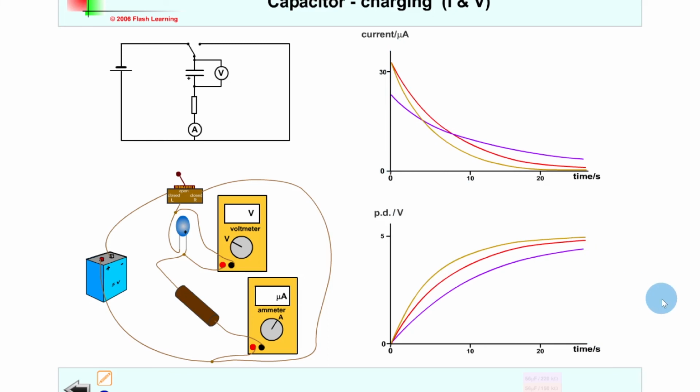So to summarise all the results, the gold or orangey curves here are the first set of curves that we saw, whereas the purple curves are the second set that we saw. So you can see there that using the capacitor of higher capacitance and resistor of higher resistance, we have a longer time to reach maximum voltage, and we also have a longer time to reach zero current, and it starts at a smaller maximum value of current.